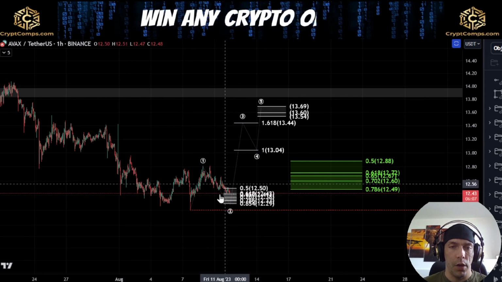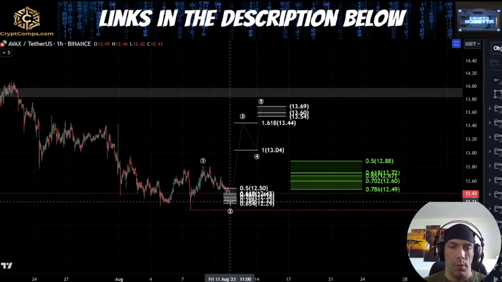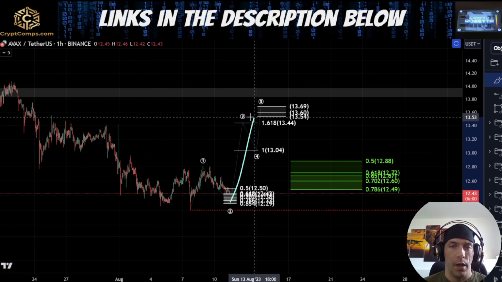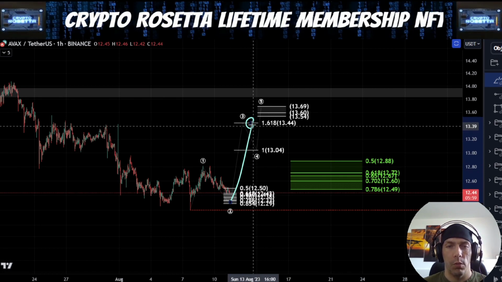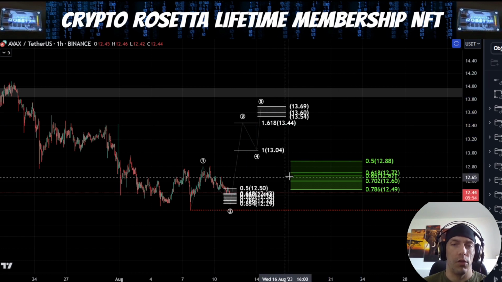What I want to see is if we hold this white target box area and we hold this 1229, whether we can see this move look to rally to this 1618. If we hit that 1618, we could then get that 4th and a 5th, and then we'd be looking for that continuation up.